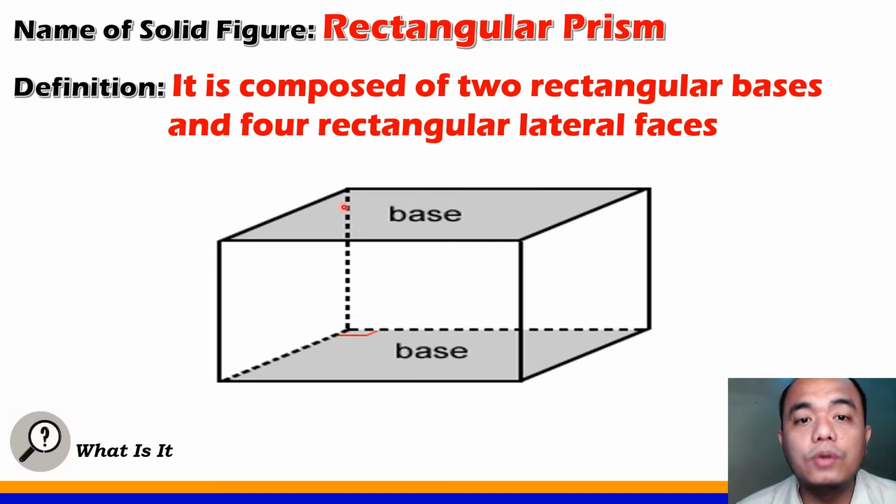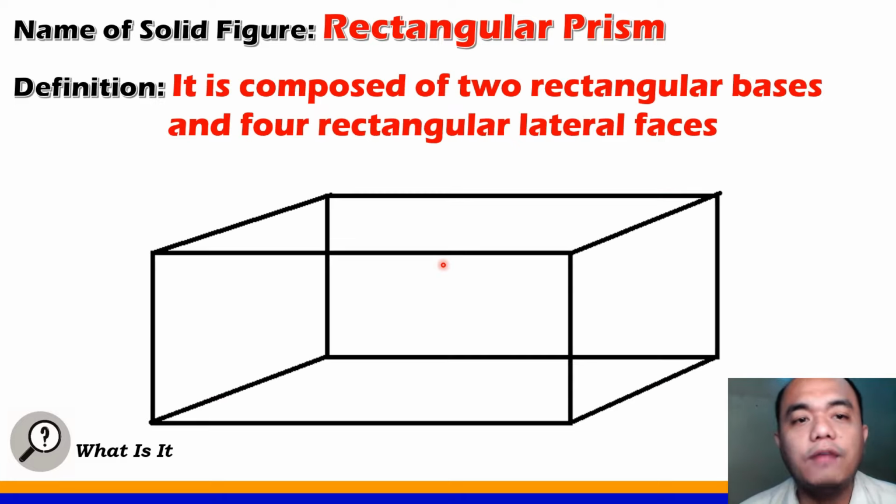A rectangular prism is composed of four rectangular lateral faces. The word lateral denotes the side of the three-dimensional figure as opposed to the base. And we have four lateral faces of the prism. We have this one at the side, at the back, and the other side. So again, the lateral surface of an object is all the sides of the object except the base and the top. And this is an example of a rectangular prism.